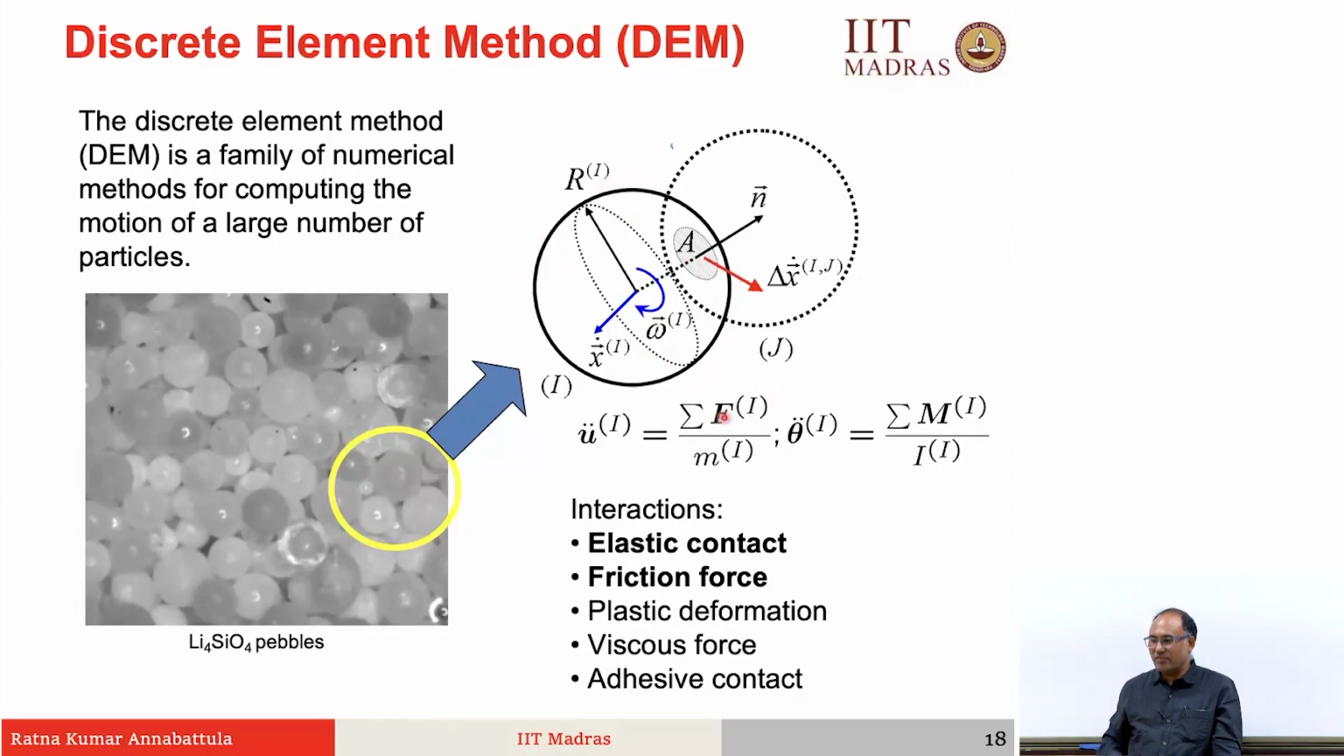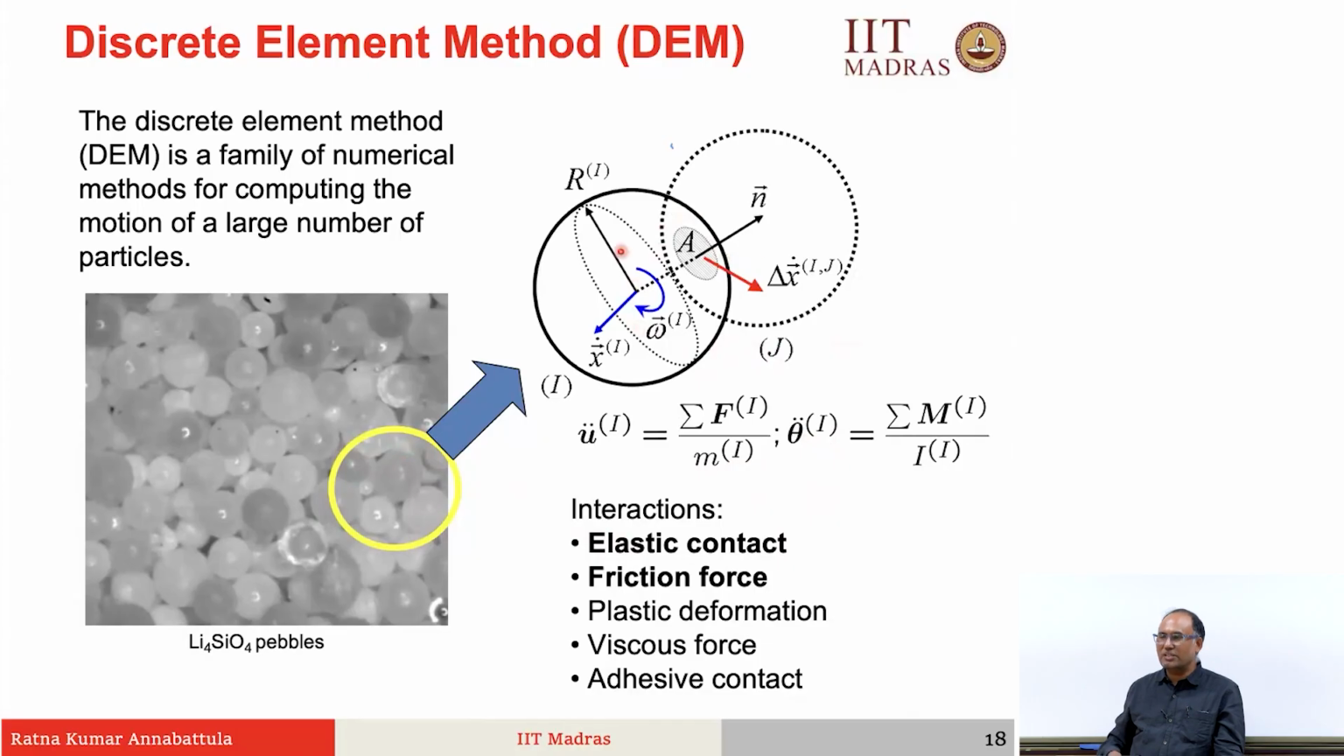It can be coming from different routes, I will talk about that, and divided by the mass it will give you the acceleration of particle I. Similarly, the total moment acting on particle I divided by the mass moment of inertia will give you the angular acceleration experienced by particle I. At every time step, for each particle, if you have 1000 particles, you have to do 1000 such computations.